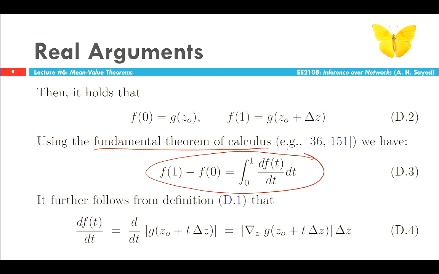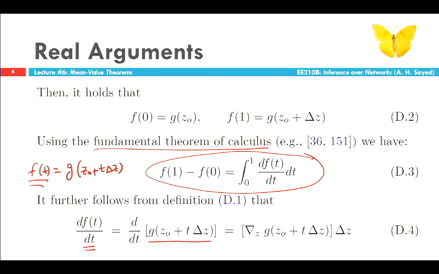But what is the derivative of f with respect to time, or with respect to t? t is not necessarily time. So f is a composite function: f of t is g at z0 plus t delta z. So differentiating this relative to t.